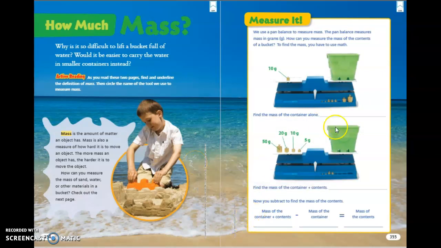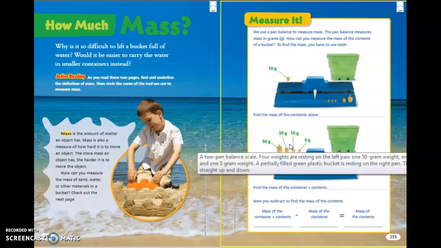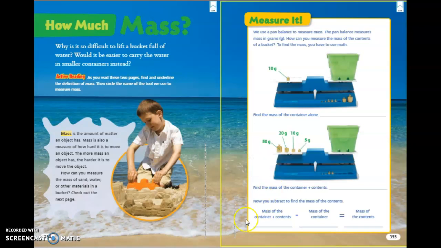Now this one down below, you're going to have to do a little bit more math for. It says find the mass of the container and contents. So there's something inside of that bucket that's causing it to be heavier. They have a 50 gram, 20 gram, 10 gram, and 5 gram on the pan balance. Add those up to figure out how much it weighs. Pause the video, write your answer on the line. Okay, now you should have got 85 grams. 85 grams was the total of adding 50 plus 20 plus 10 plus 5.